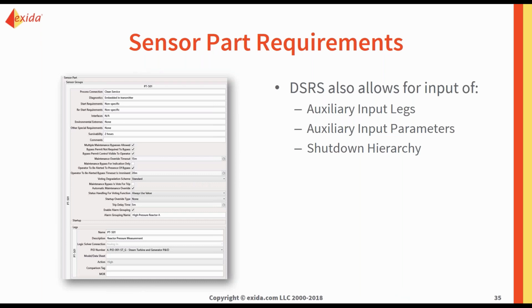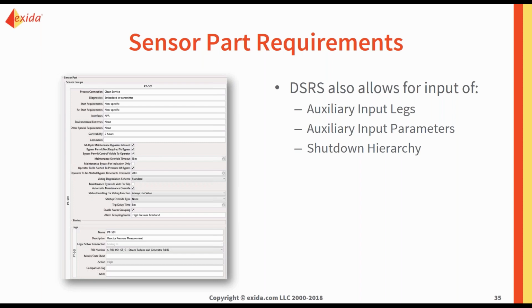Then for each part of your SIF, you have requirements that you want to document. So here you have the process connection for your sensor, any diagnostics, any start or restart requirements or interfaces. You want to document any environmental extremes, other special requirements, survivability, and then you see the multiple maintenance bypasses, other bypass information, maintenance override information, voting degradation, trip delays, and so on. And you might recognize that from the general SIF requirements. So some of these might just be filled out once and moved to the SIF. Obviously, you would want to review them to make sure they apply to this SIF.